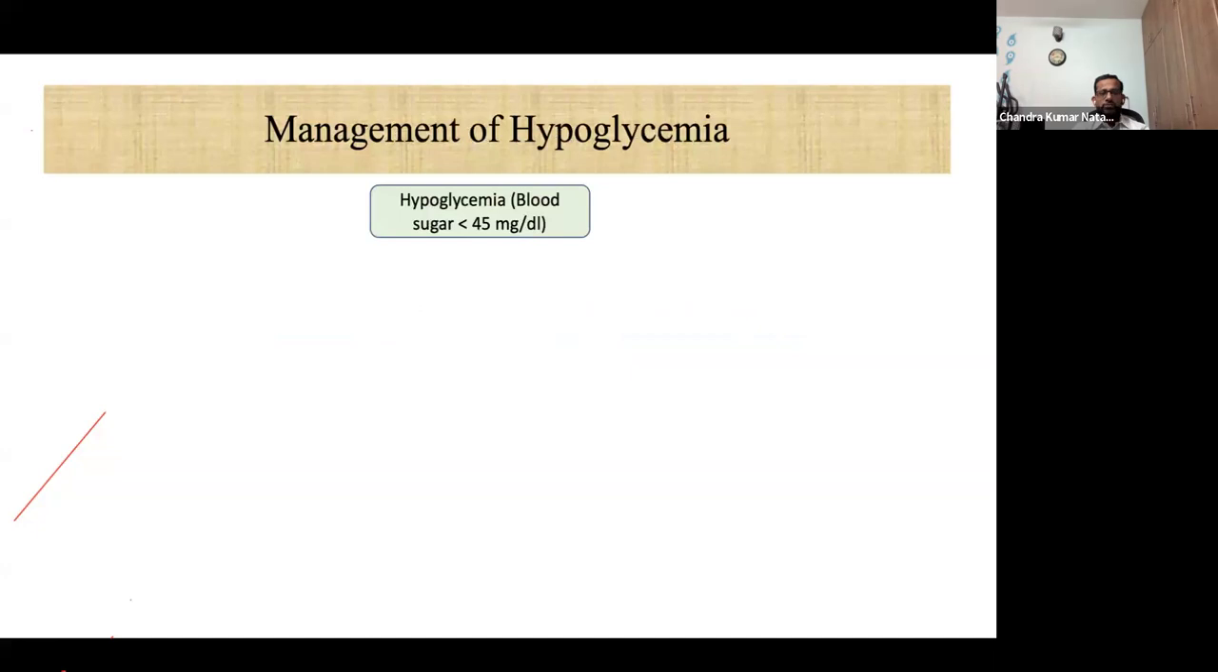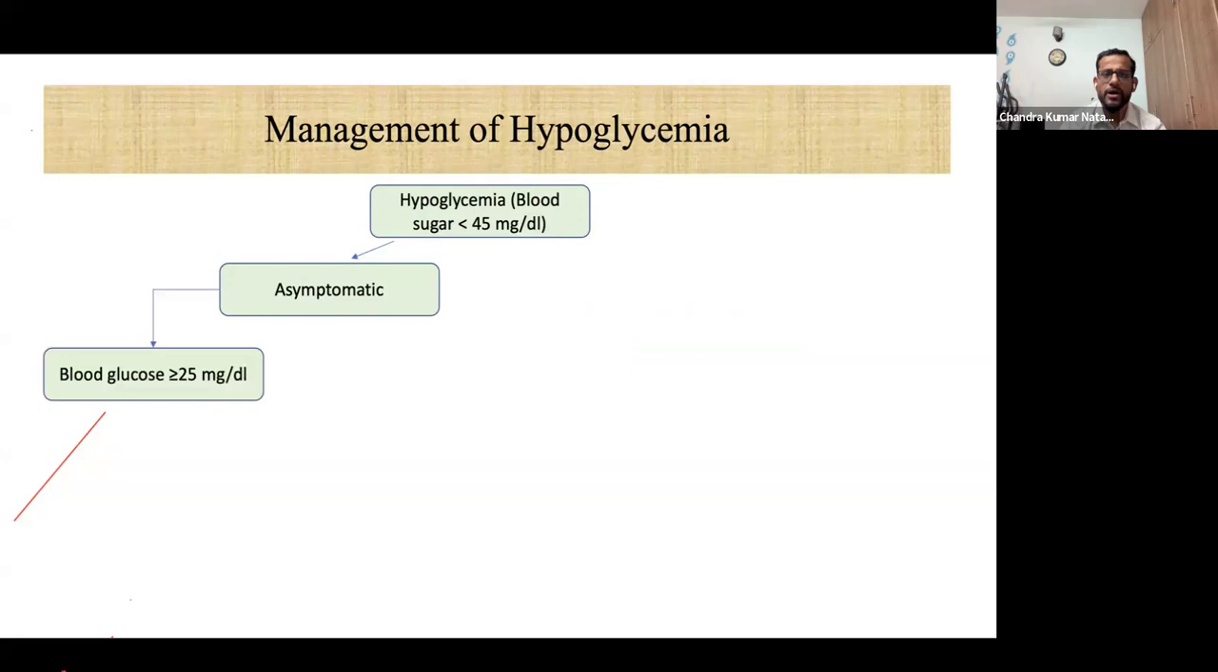So now let us move on to management of hypoglycemia. As we already know, the definition of hypoglycemia is less than 45 milligram per dL. This can be an asymptomatic hypoglycemia or symptomatic hypoglycemia. First, we will see how we will manage asymptomatic hypoglycemia. You would come across asymptomatic hypoglycemia in babies who are at risk of hypoglycemia, and you are doing scheduled blood glucose estimations in these babies.